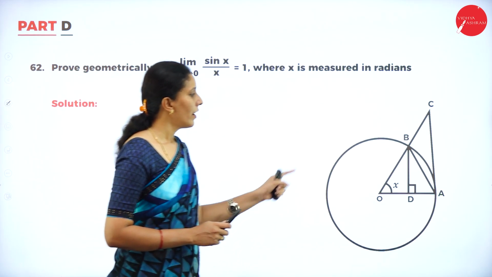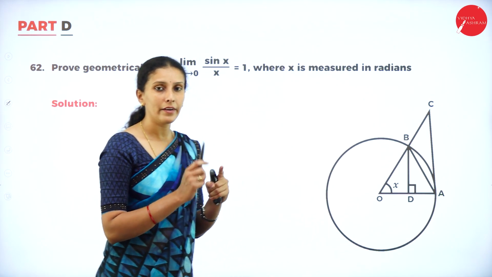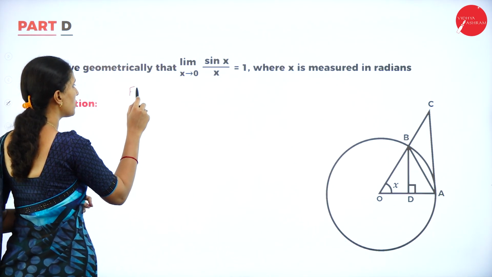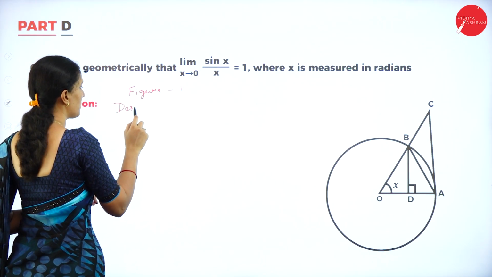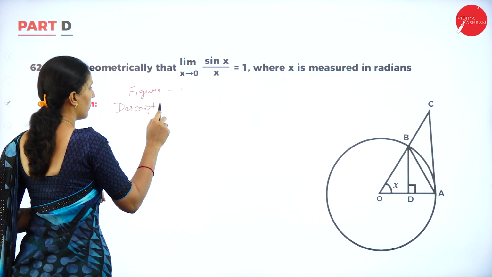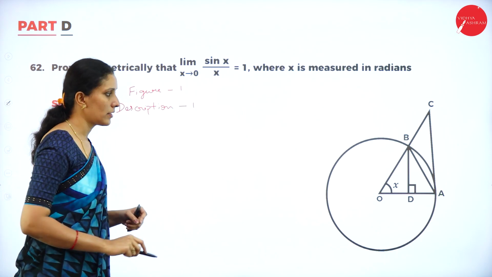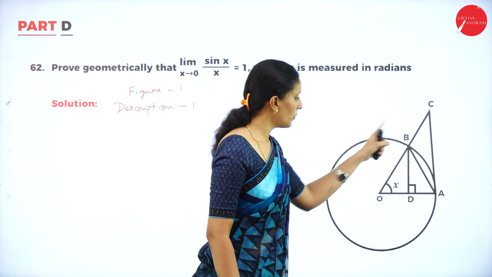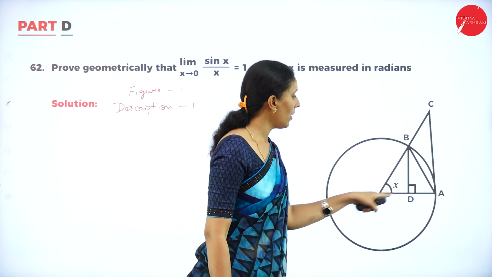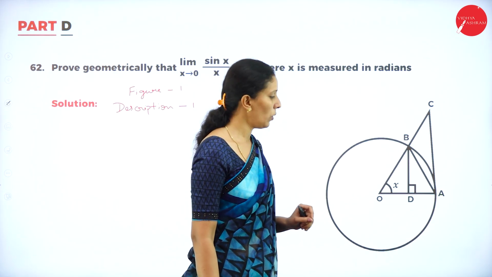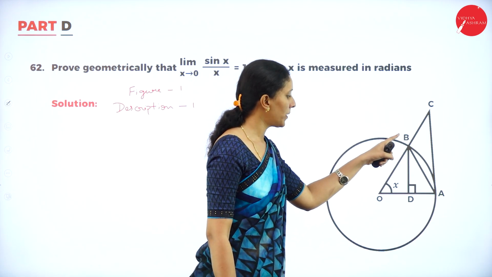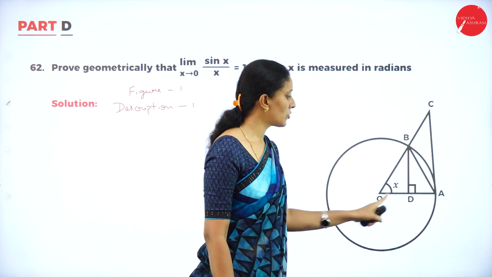So here also writing the proper figure and description. Again here also a figure carries 1 mark and description carries 1 mark. So that is, consider a unit circle. Let AOB be angle x. x lies between 0 to pi by 2 here. Draw two perpendiculars BD and AC to OA.